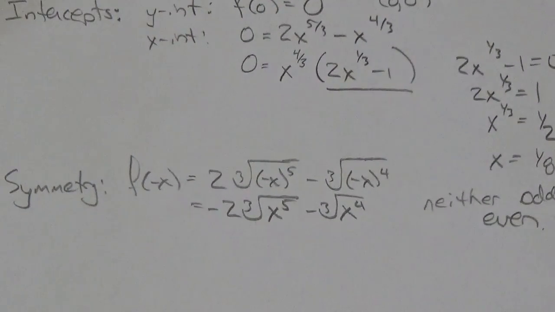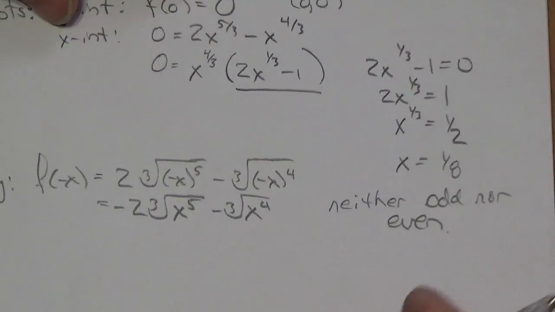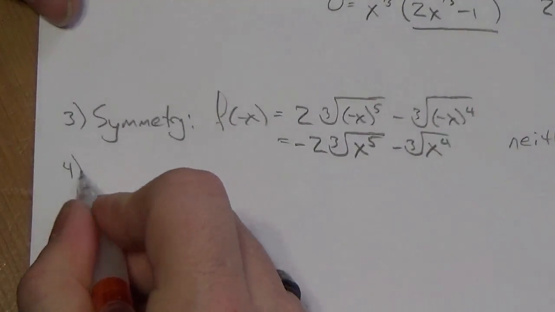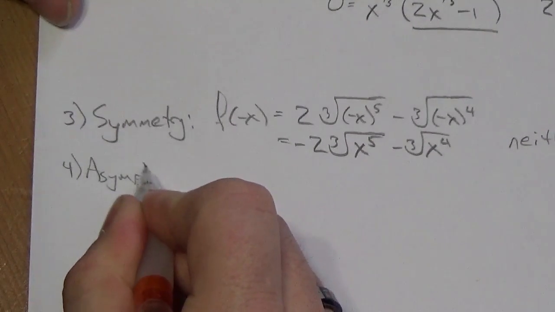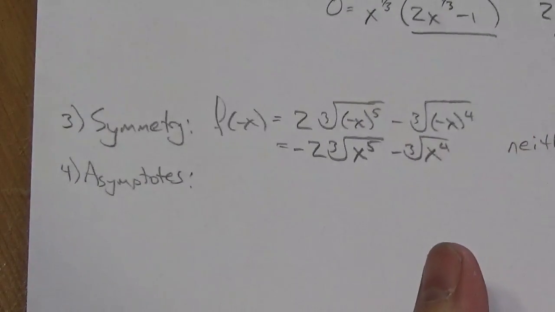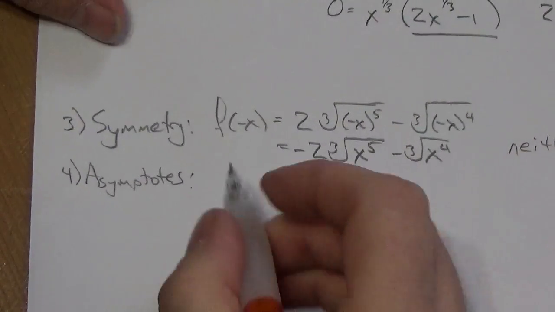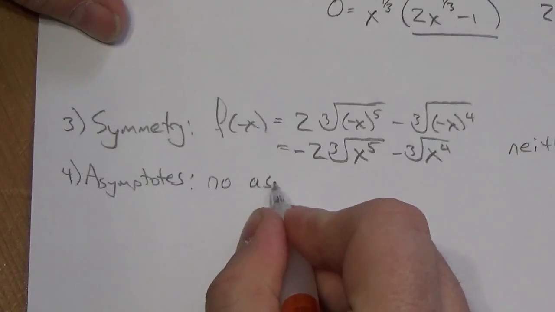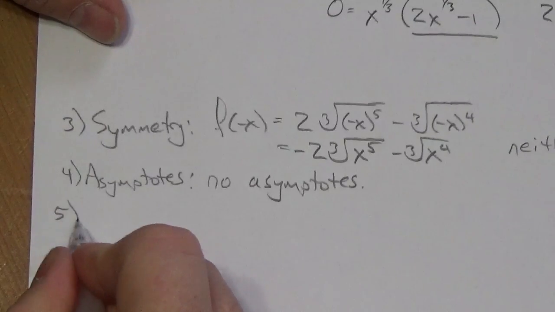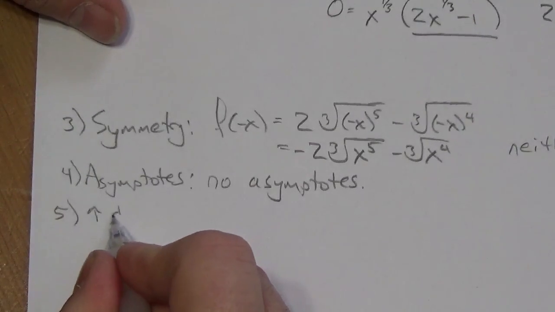Okay, neither odd nor even there. Okay, let's keep going here. Let's take a look at asymptotes. And this is not a rational function, and so we can assume right away that there are no asymptotes. So that was easy. Now let's take a look at intervals of increase and decrease.